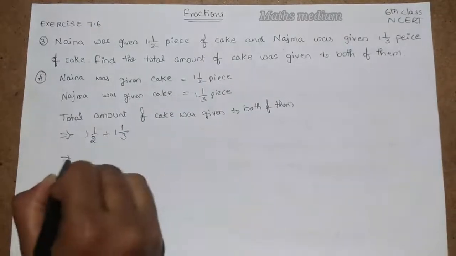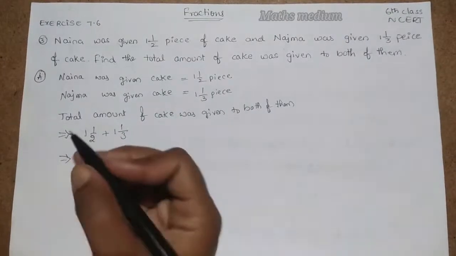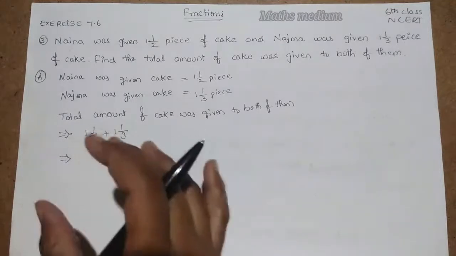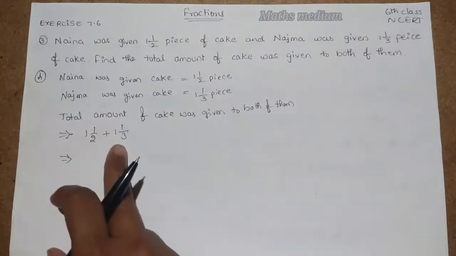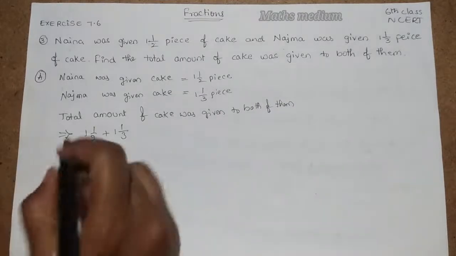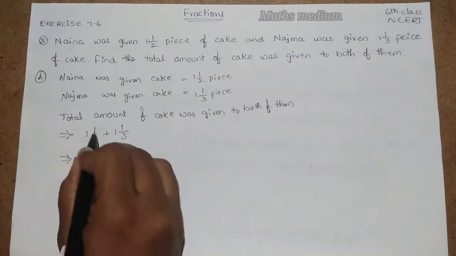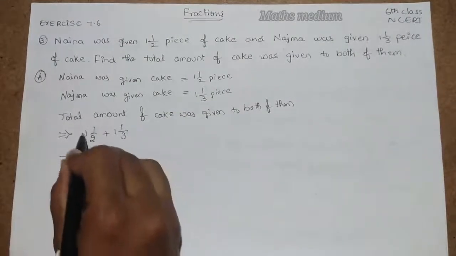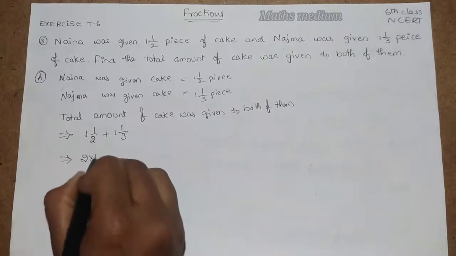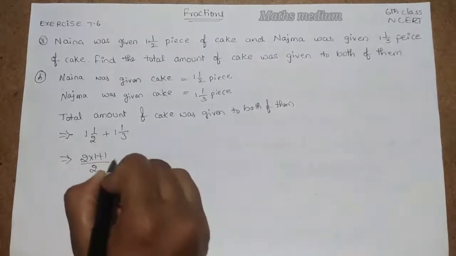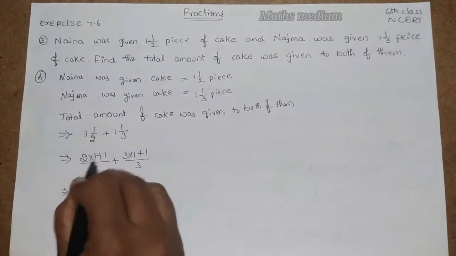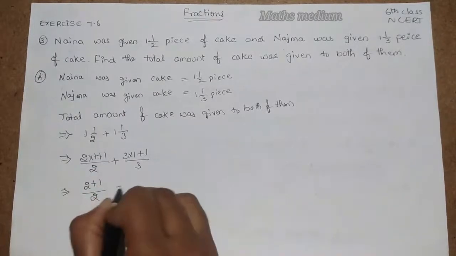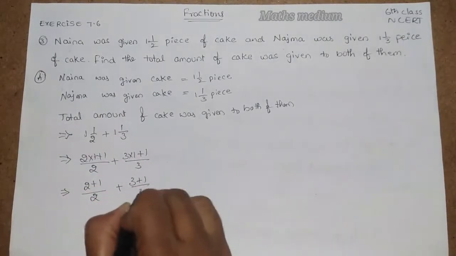by 3. Here these two are mixed fractions. We have to convert these mixed fractions into proper or improper fractions. I already explained this conversion in a video, how to convert a mixed fraction into a fraction. Check the description box for the links. So coming here, we get 1 by 2, 1 by 3. So 2 into 1 plus 1 by 2 plus 3 into 1 plus 1 by 3. See here, 2 ones are 2 plus 1 by 2, plus 3 ones are 3 plus 1 by 3.